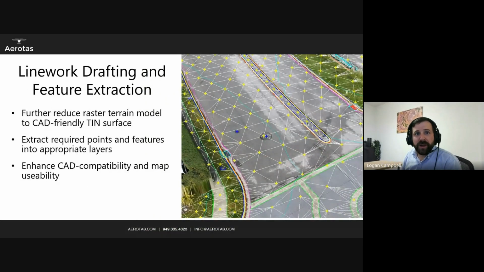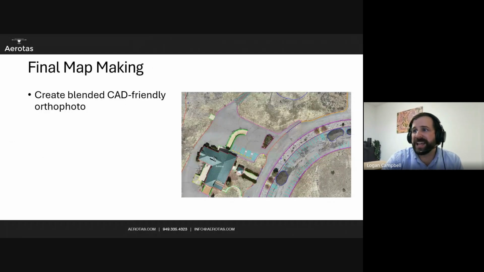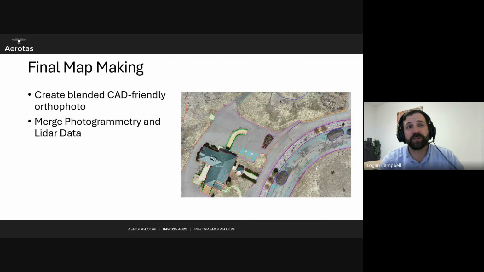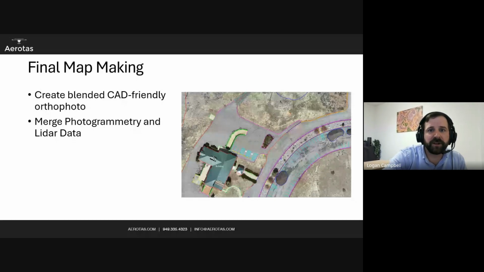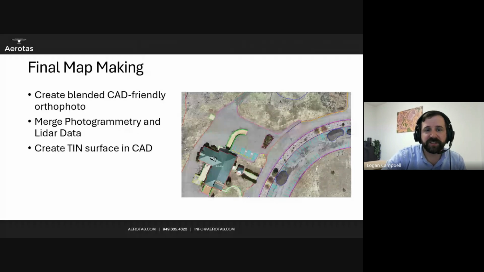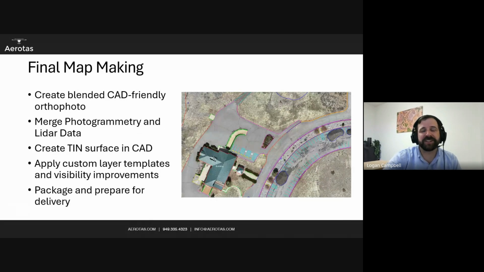And then, of course, you have to go through what is typically the most tedious but least magic part, which is just drafting and feature creation. Creating a TIN surface, drawing your break lines, your crown of roads, marking your manhole covers and your paint striping and all of that. And then you get it into your final map where you create your blended CAD-friendly orthophoto, merge photogrammetry and LiDAR data together. Keep clicking and hope that your PowerPoint doesn't freeze. There we go. Create your TIN surface from all of it, apply custom layer templates, and get ready and package it for delivery.